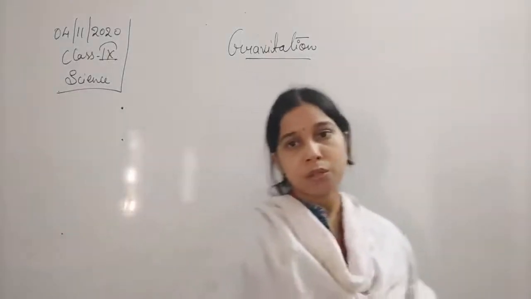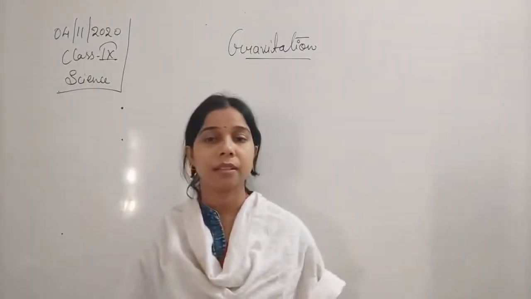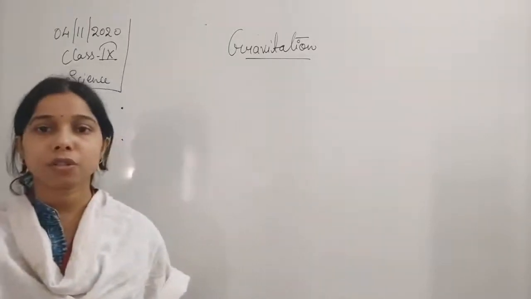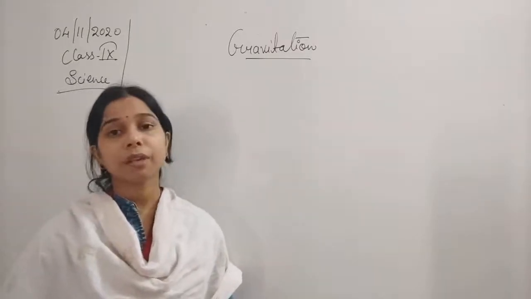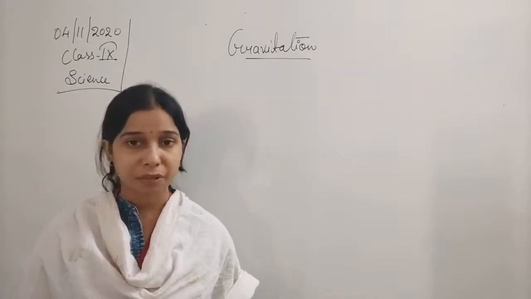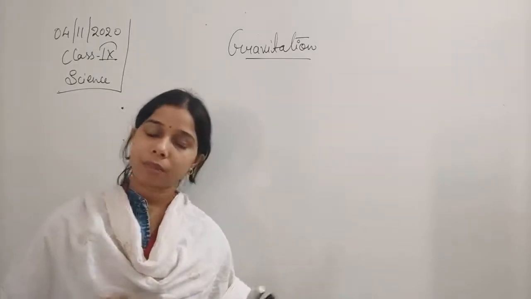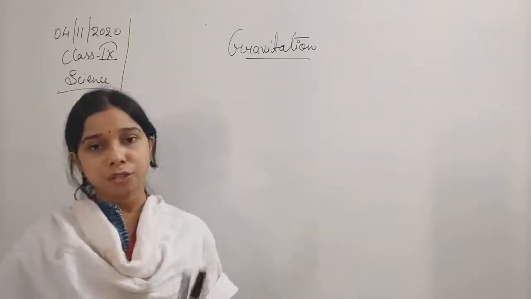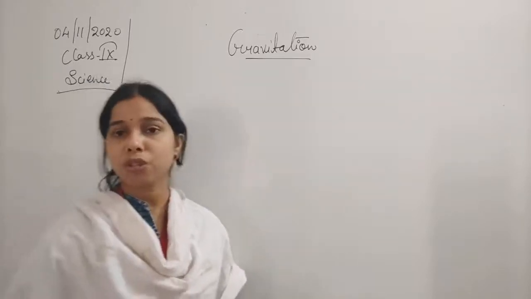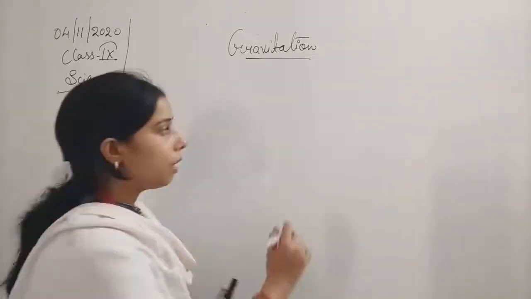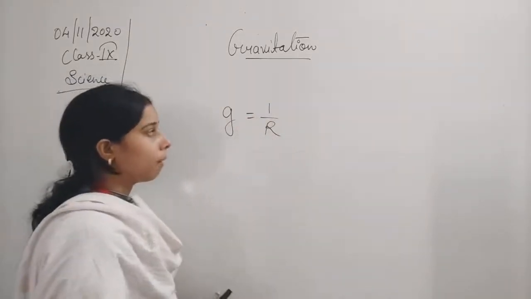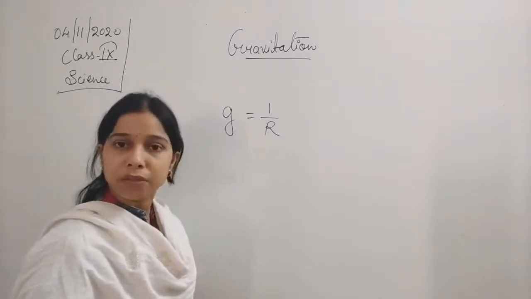Hello students. In the previous class, in the chapter Gravitation, we were talking about the acceleration due to gravity. We discussed what the value of the acceleration due to gravity is at different places, and how g is related to the radius of the earth. We know that g is inversely proportional to the radius of the earth, so g is equal to 1 by r.